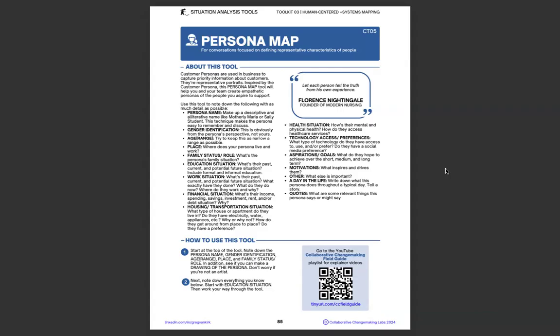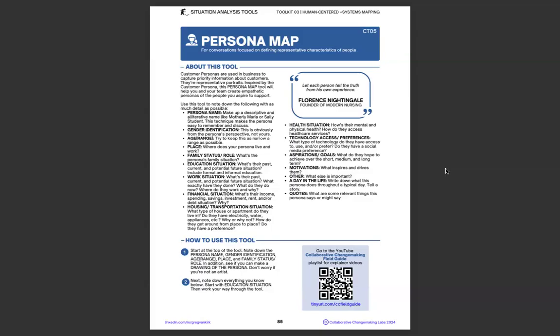Hope you're doing well. I just want to walk you through the Persona Map collaborative conversation tool here. This is for conversations focused on defining representative characteristics of people. Super, super important to do, to be very specific. This is a situational analysis tool, and this is within the field guide, part of Toolkit 3 at the moment. It changes in the future, that's fine. The tool is still just as relevant, so is the description. And this is a human-centered and systems mapping tool.